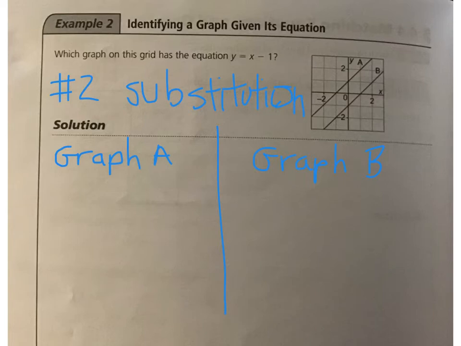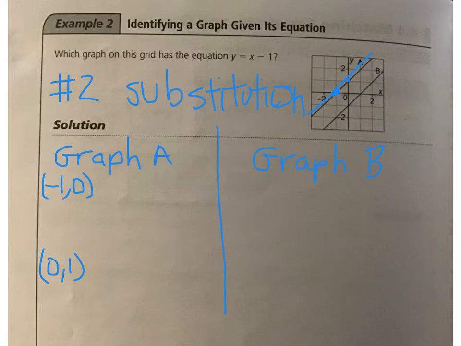So for graph A here, I'm going to pick this point. So that point, I've moved 1 to the left and I haven't moved up or down. So that point is -1, 0. And then the second point, I'll choose, let's say this one here. I haven't moved to the left or the right, but I've moved 1 up. So that point is 0, 1. Okay, so that's for graph A.